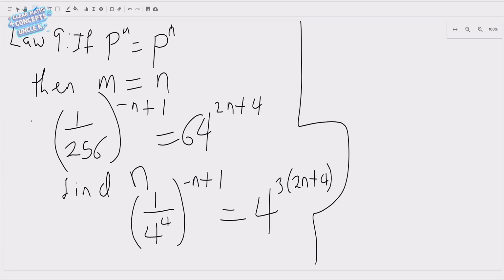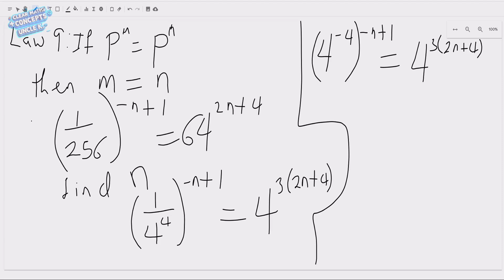Alright, let's continue. So 1 over 4 to the power 4. When you remove the 1 over, the power actually becomes negative. One of those laws, so don't forget them. Those laws work together. So you have 4 raised to the power 3 into 2n plus 4. Now we can open the bracket. So you have minus 4. The same thing applies here. Use brackets. Without the use of brackets here, you would eventually get it wrong.